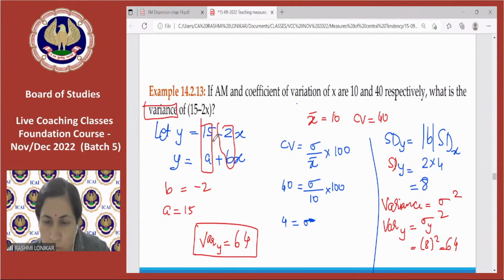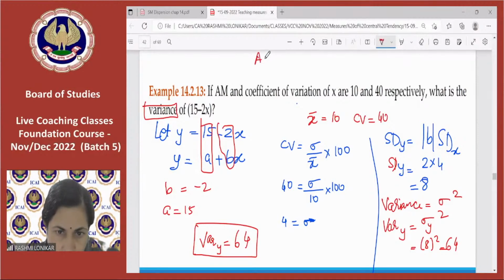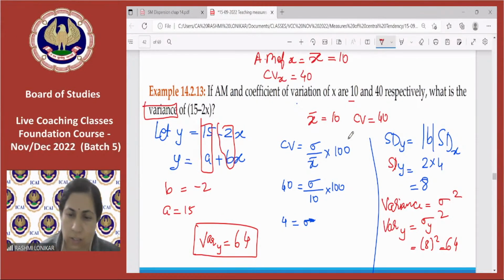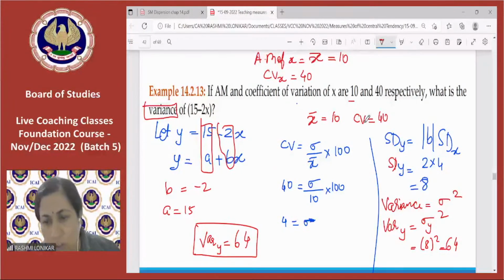No, see, Lakshita, if AM and coefficient of variation of x are 10 and 40, it does not mean x is 40. Arithmetic mean of x means what? It is x bar, which is given to you as 10. First thing is 10 because the word respectively is used, and coefficient of variation of x is given to you as 40. Okay, they are given this. So x bar is 10 and coefficient of variation of x is 40.